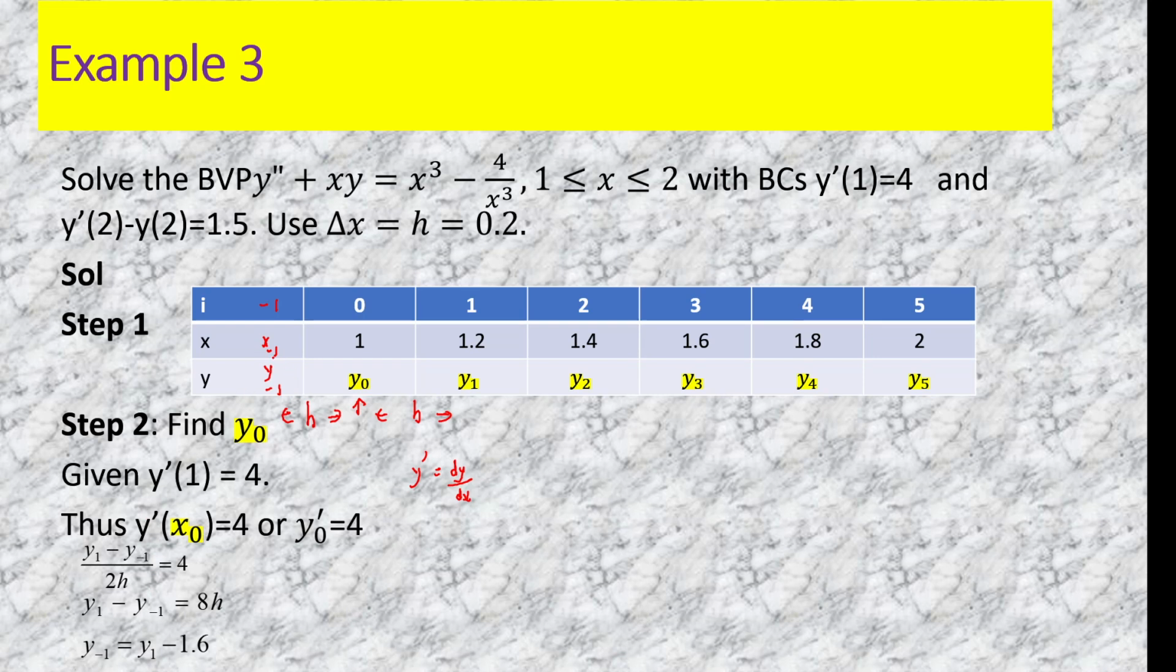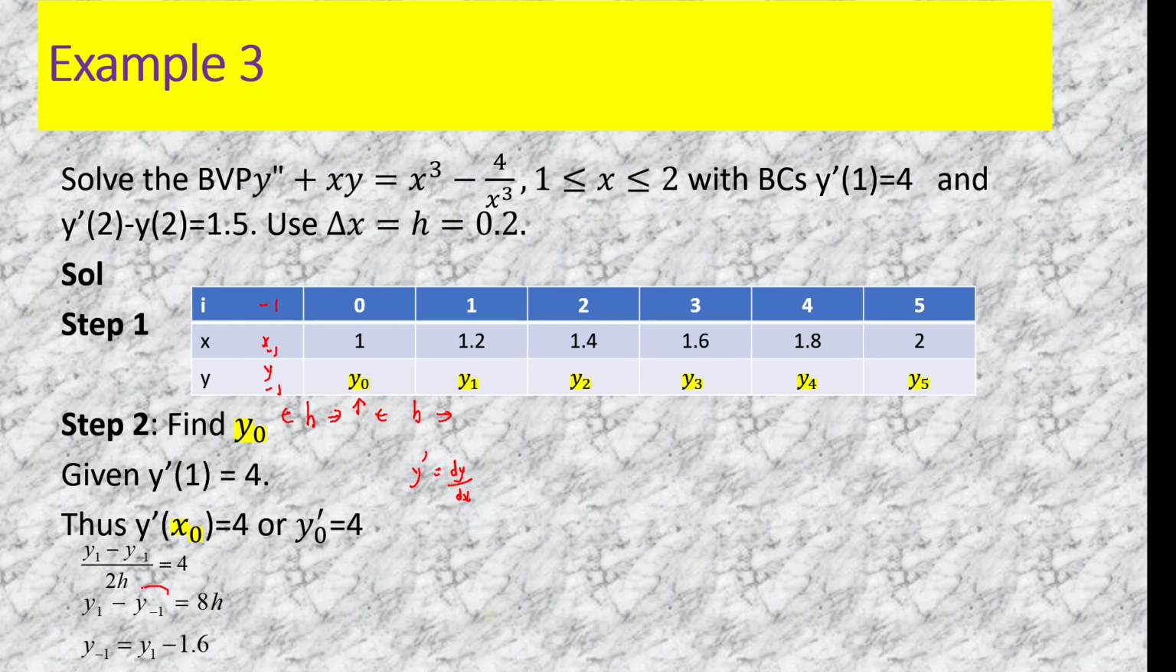You are going to eliminate the y negative 1, because later on, after we plug in here, we have a y negative 1. So you have to express in terms of y negative 1. But before that, eliminate that 2h. So y1 minus y negative 1 will be equal to 8h.